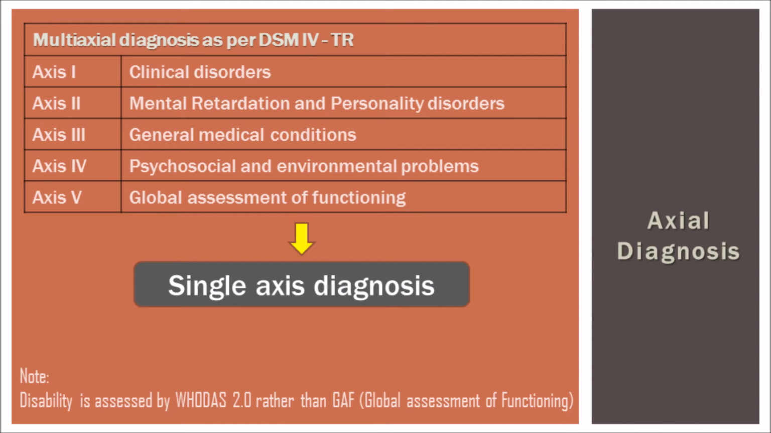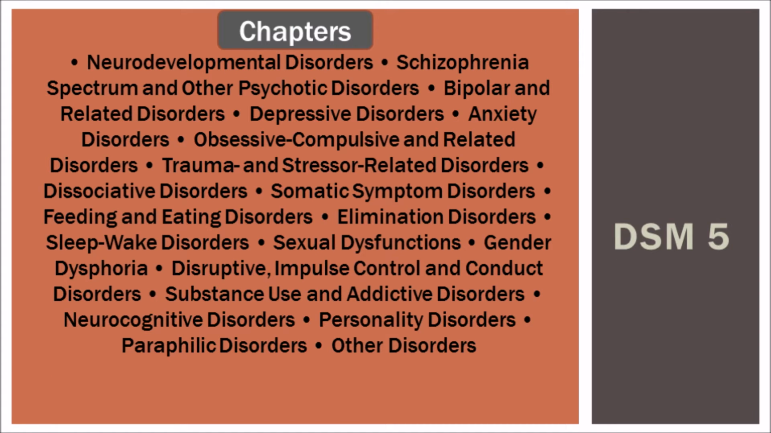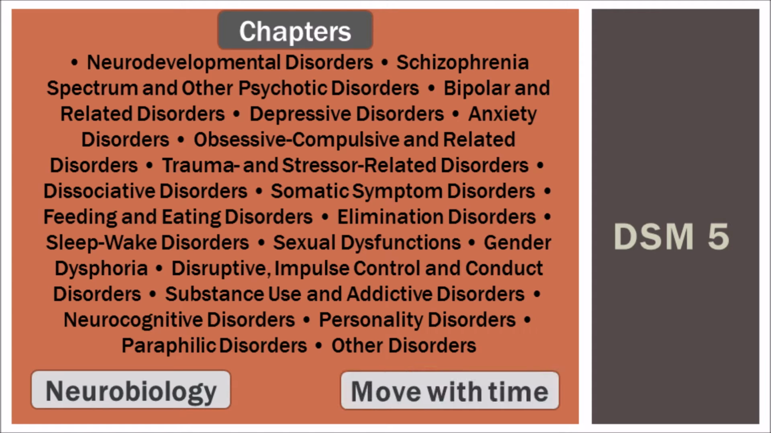Multi-axial diagnosis has been removed. Like in the other fields of medicine, now psychiatry shall also have a single axis of diagnosis. Various criteria and categories of illness have been shifted, updated, changed and shuffled. The changes could be minor to major depending on which category or criteria you are trying to look at. A serious attempt is made to bring in a neurobiological basis for the psychiatric disorders and be able to accommodate the newer neuroscientific research findings. The aim is to move ahead with times.